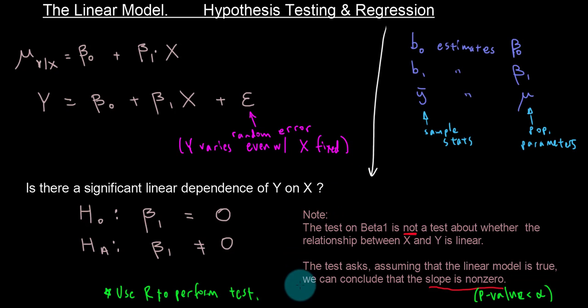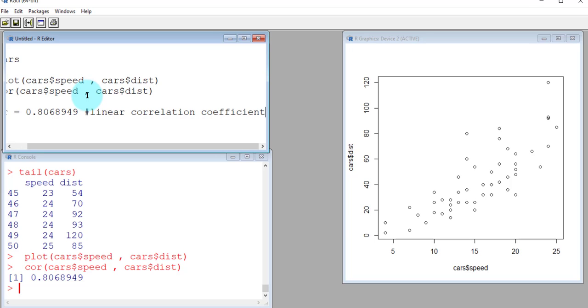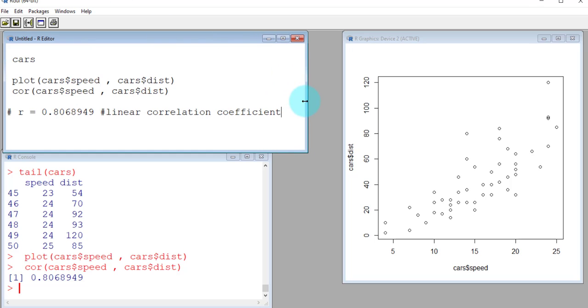So I'm going to open R and use the example from the previous video. This was the CARS dataset that's preloaded into R, and we saw that the linear correlation coefficient is quite strong at about 0.80 or so. And we see that we should have a positive slope. So let's go find the slope and intercept estimates for the least squares regression line.